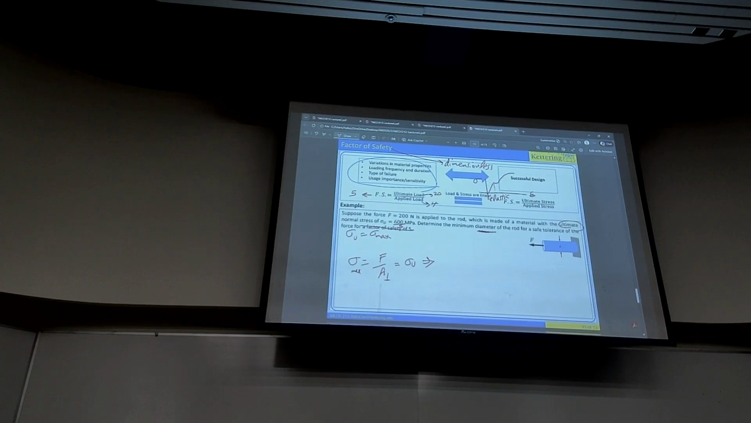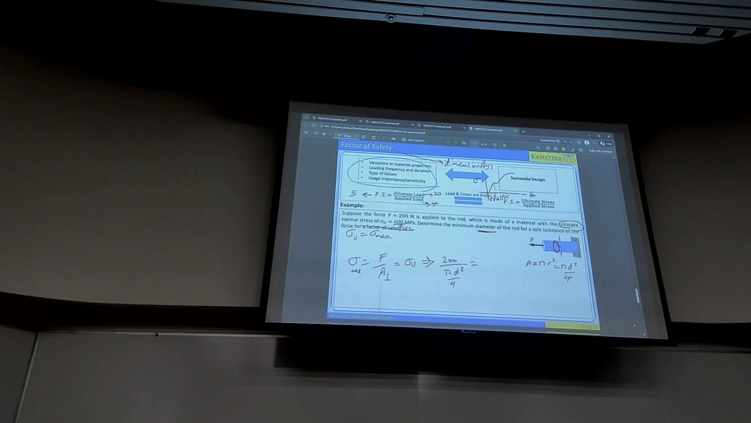R3, what's the force that we have in this case? 200. Cross section is perpendicular area. What's the area of the circle? What's the equation for that? Pi r squared. We know that you can write it in terms of diameter like this, pi d squared over 4. Because I want to solve for diameter. So that's one way. So pi d squared over 4. I want to solve it, leave it there.